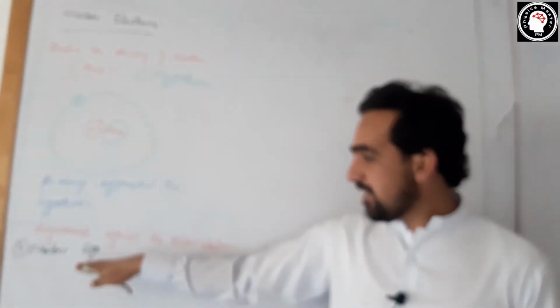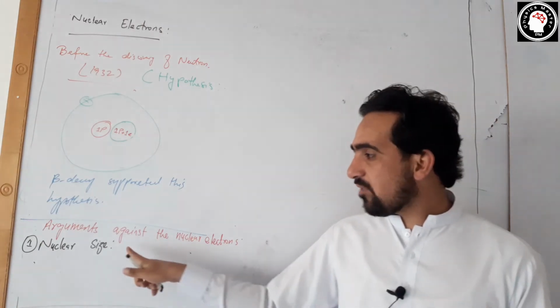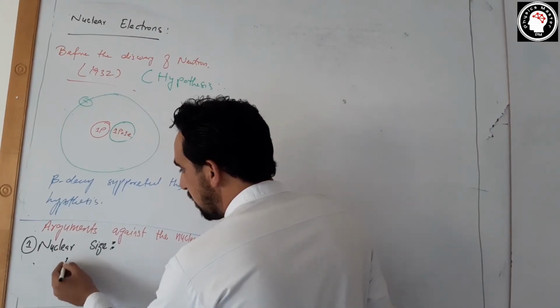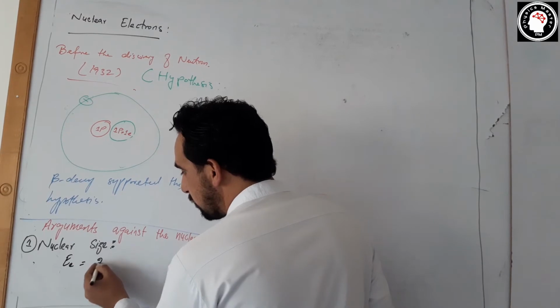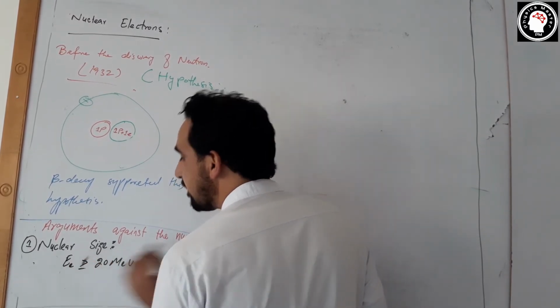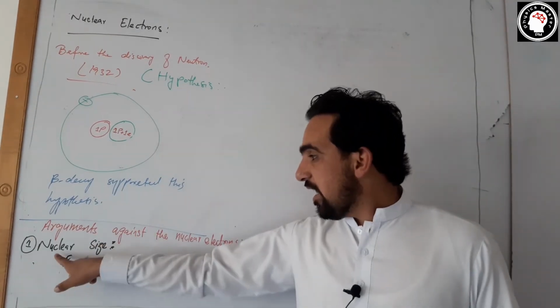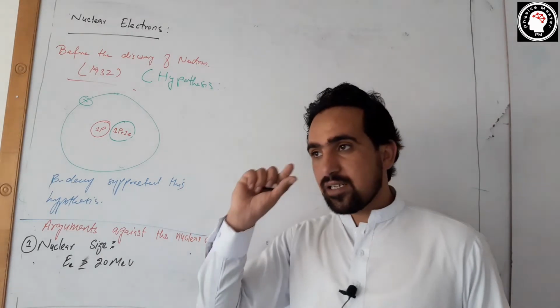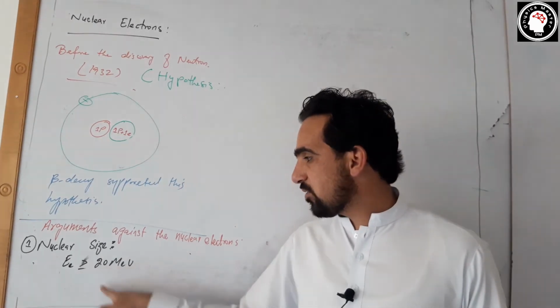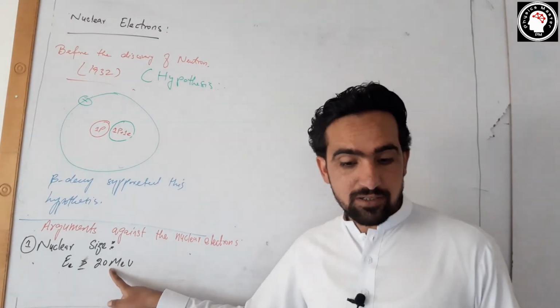If we confine an electron to a box which is of the size of a nucleus, it must have energy greater than or equal to 20 mega electron volts. So if you confine an electron to a nucleus, to a box which is the size of a nucleus, then it must have energy greater than 20 mega electron volts.